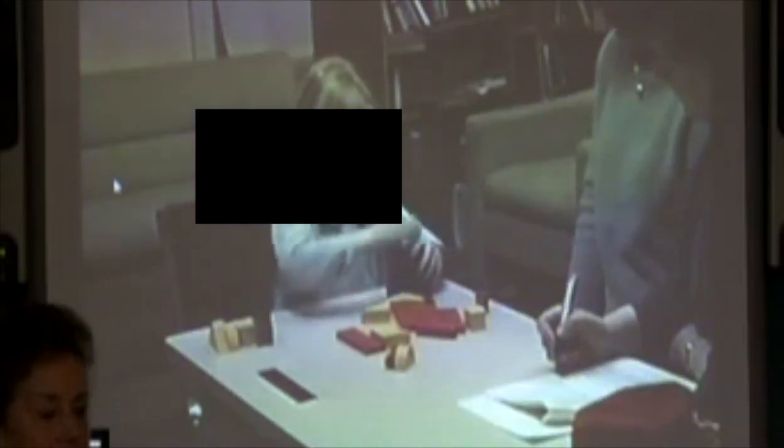If we were to do it, is there any difference between using blocks for the pre-test and blocks for the post-test? I don't think so. I don't have the research to show that, but I don't think so. Okay. Pictures, whatever. Yeah.